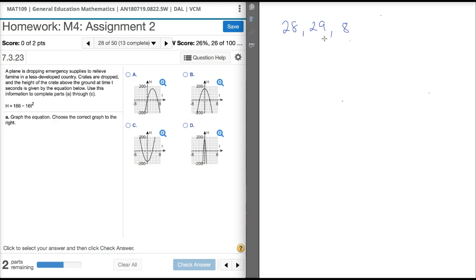So this first question is more like an applications problem, but when it really boils down to it, what it's about is basically graphing the function and then, of course, finding out information based upon that graph. So it says a plane is dropping emergency supplies to relieve famine in a less developed country. Crates are dropped and the height of the crate above the ground at time t seconds is given by the equation below. Okay, and we want to use this equation to go through parts A through C here.